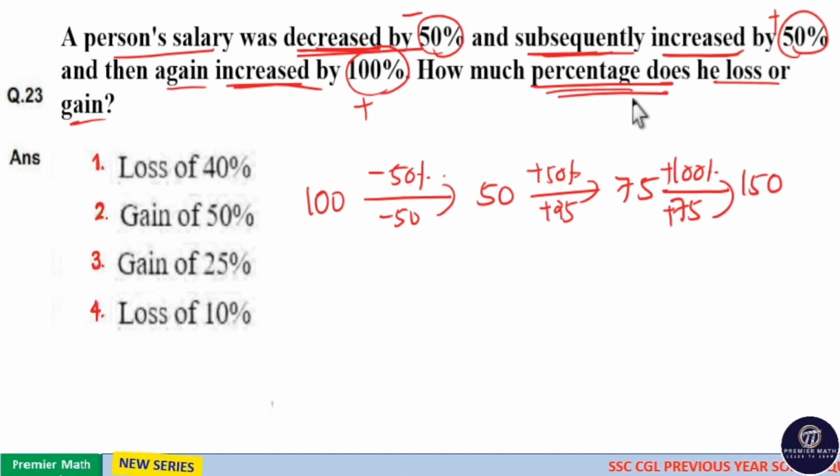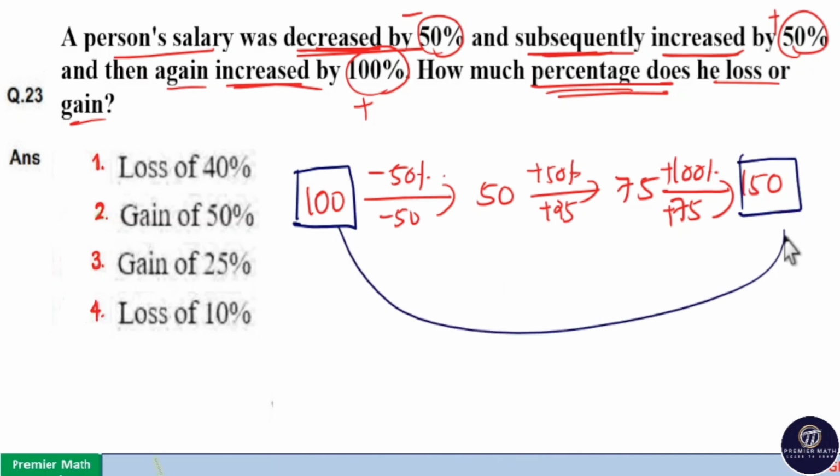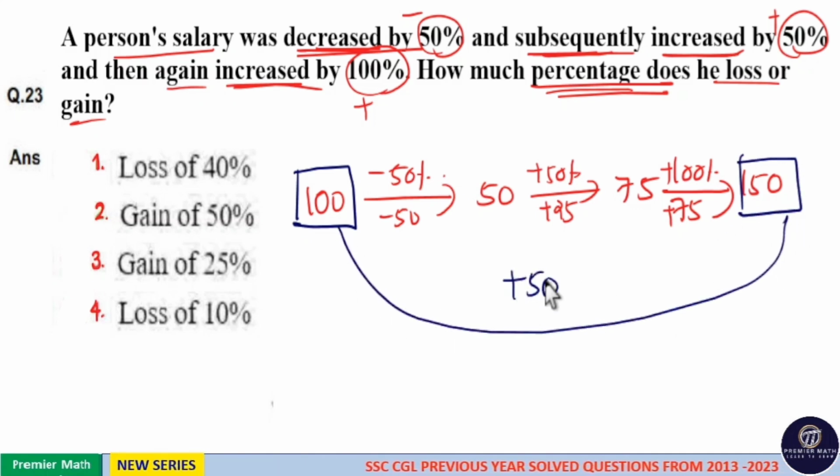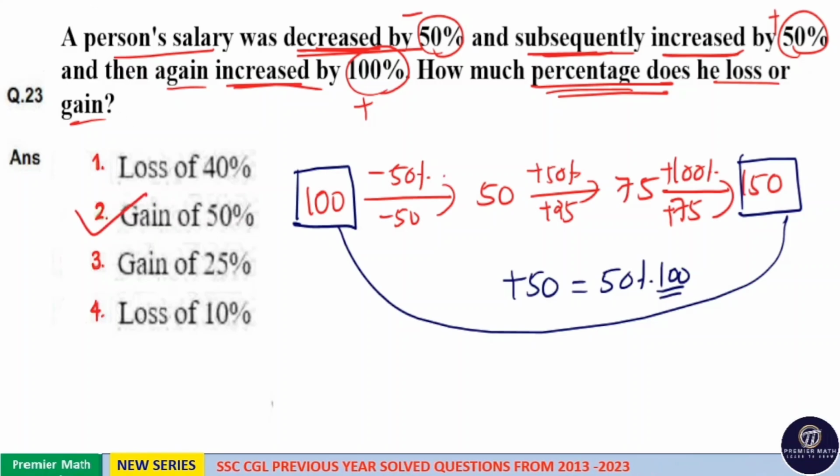Now how much is the percentage loss or gain? Here 100 is the initial salary and 150 is the final salary. That is, the increment is equal to 50 rupees. 50 rupees means 50%. 50% of 100 is 50 rupees. So 50% gain means option 2 is your answer.